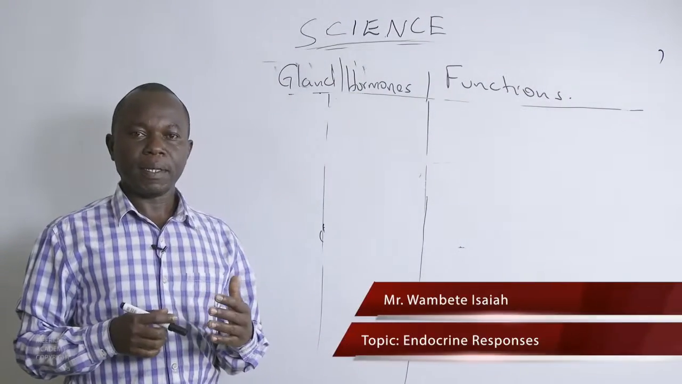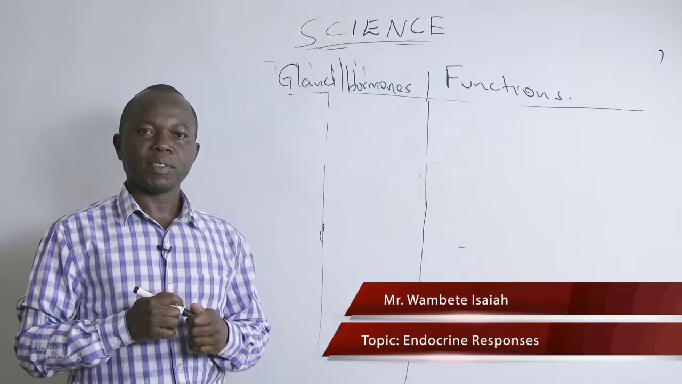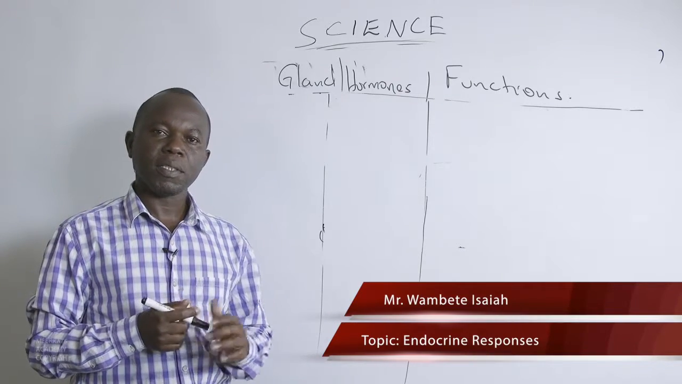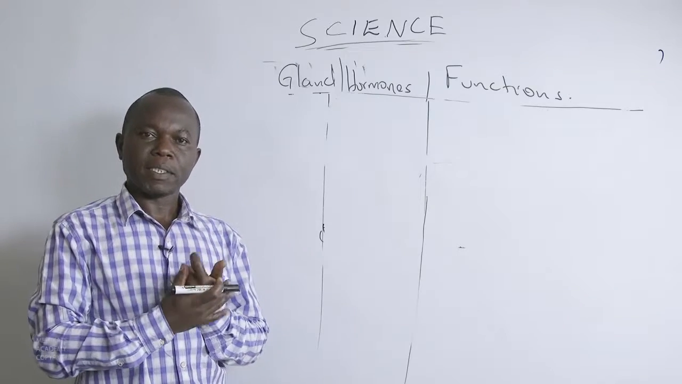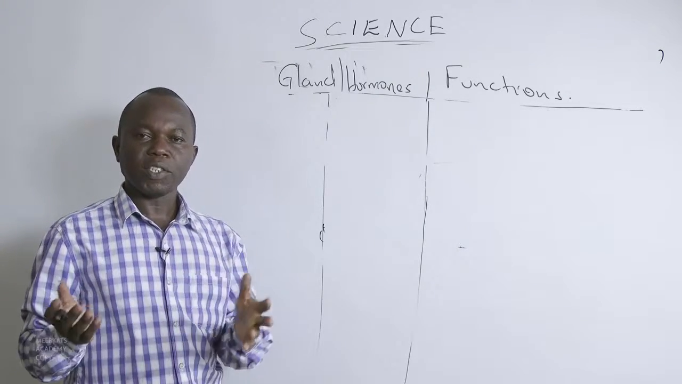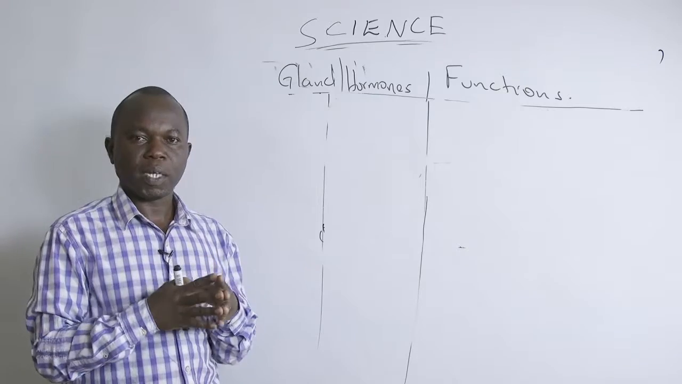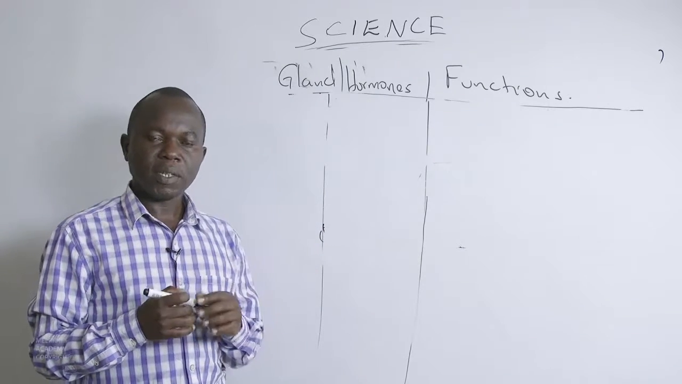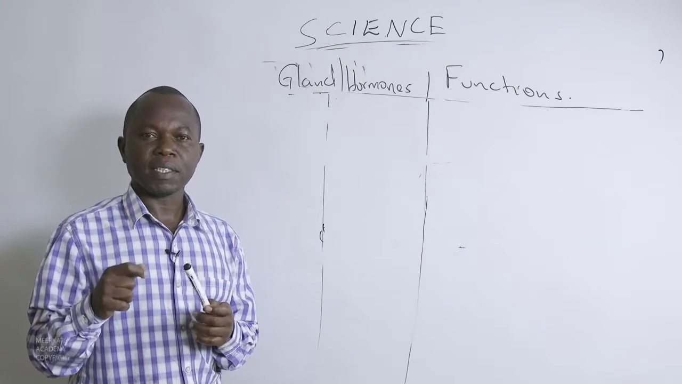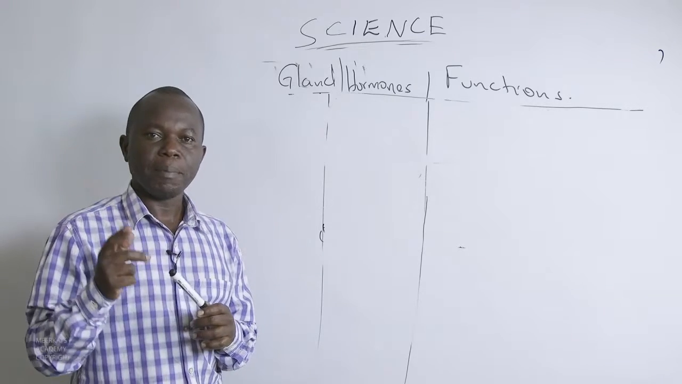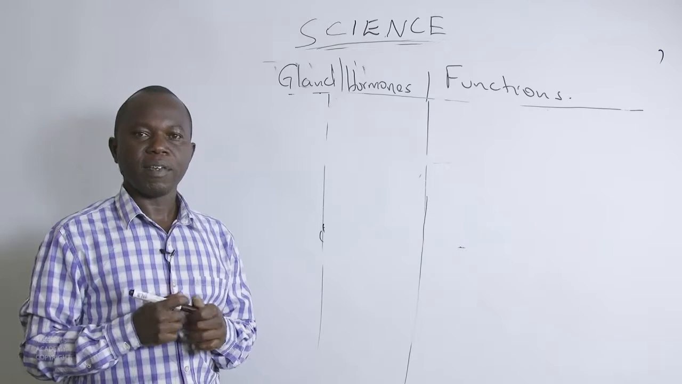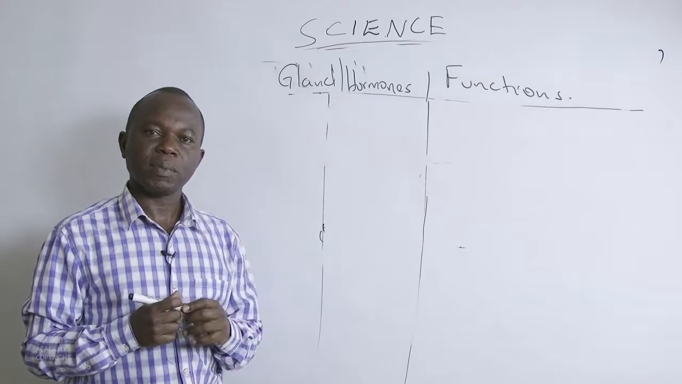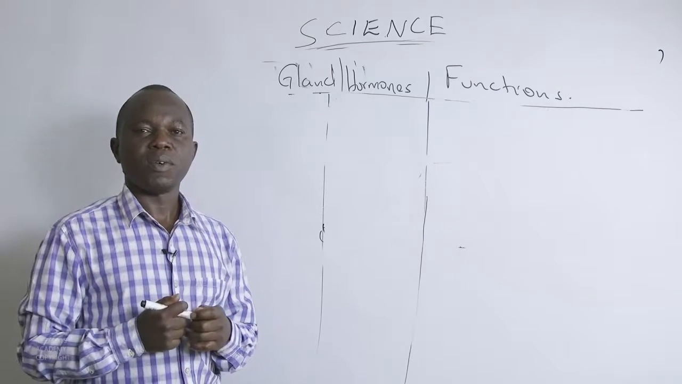We have said we have two types of coordination in our bodies, nervous and endocrine responses. But the two can either function independently or together. For endocrine response, the main playing factors are mainly two: we have the glands and then we have the hormones. The glands are stimulated to release hormones.